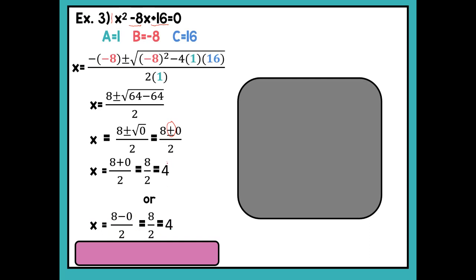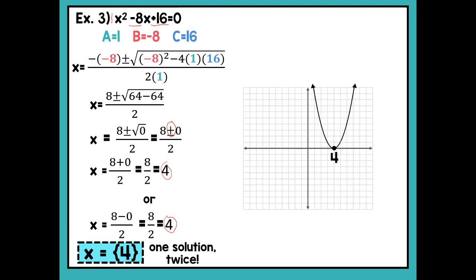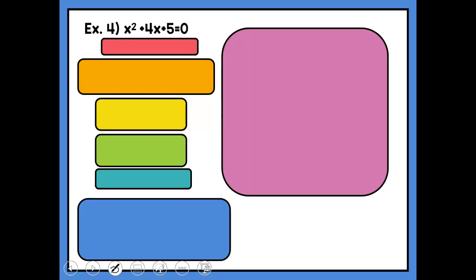Oh, look at that. We do get two answers, but those two answers are the same number. So it's a little bit deceiving to say we get one solution. We do actually get two, but they're the same solution. So we only really get one number, or one place where the graph touches the x-axis. So that's what it looks like in graph form, and that's how we get one solution. Okay, let's look at the next example.